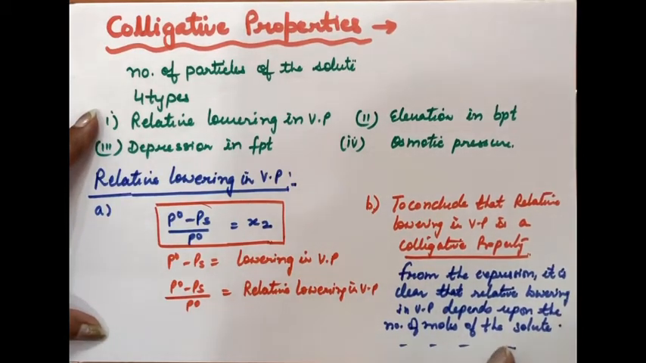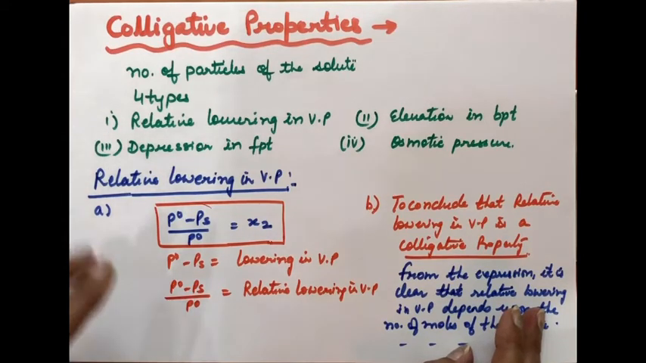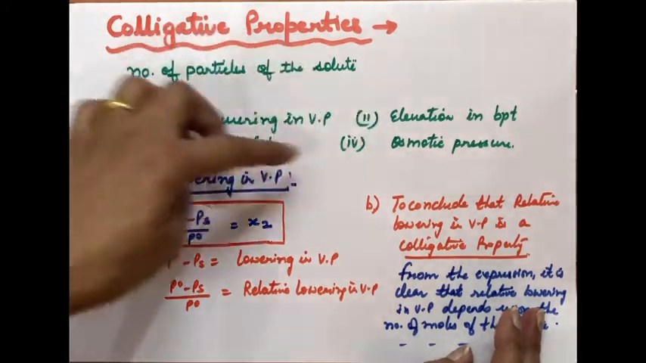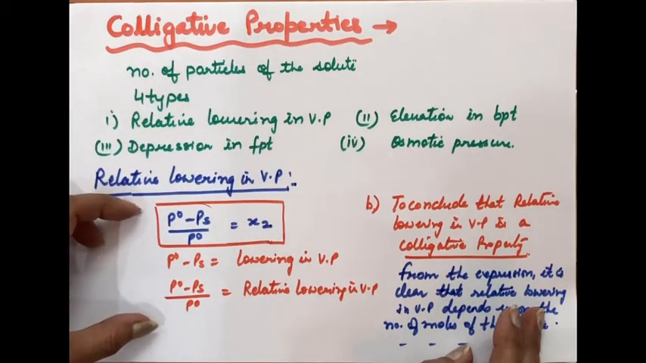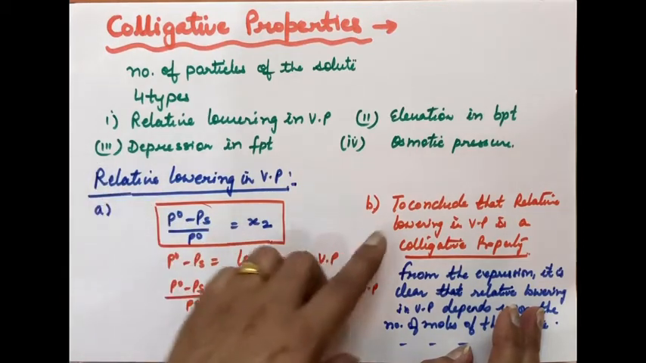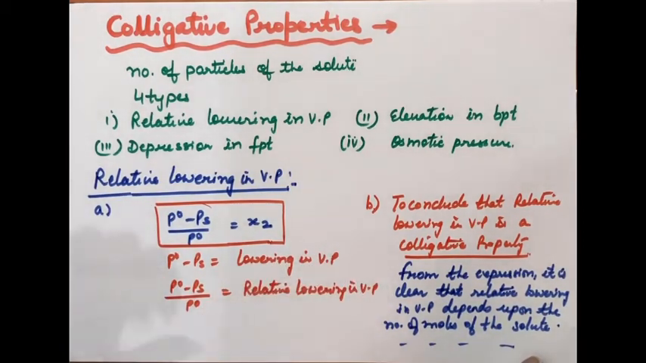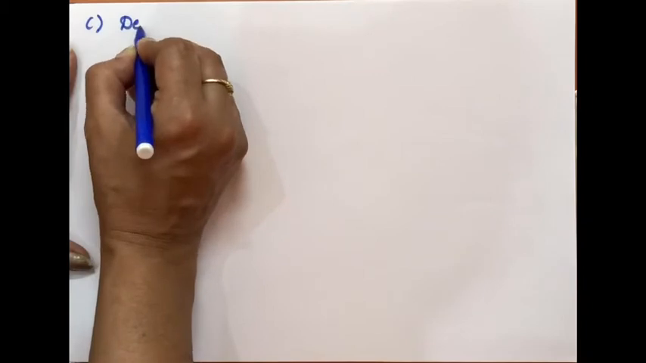And the third part of the colligative property is we can determine the molecular mass of solute with the help of any colligative property. So when we are doing these colligative properties, first we'll do the derivation and understand the meaning of that colligative property. Then second part is we have to conclude that it is a colligative property, and third part is with the help of any colligative property we can measure the molecular mass of a solute.